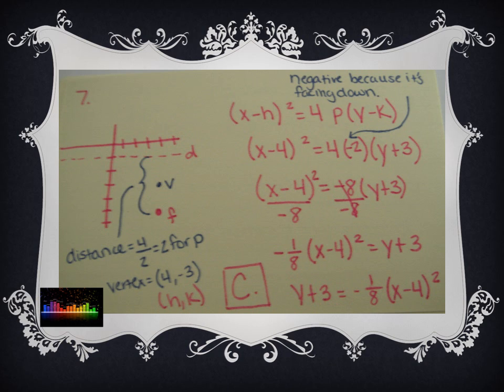Substitute what you got for p, h, and k into the formula. So you get x minus 4 squared equals 4, negative 2. You use a negative 2 because your parabola is facing down. Y plus 3. Then you divide both sides by negative 8 and you get negative 1/8 times x minus 4 squared equals y plus 3. And then to get it to equal what your answer choices are, you get y plus 3 equals negative 1/8 times x minus 4 squared.